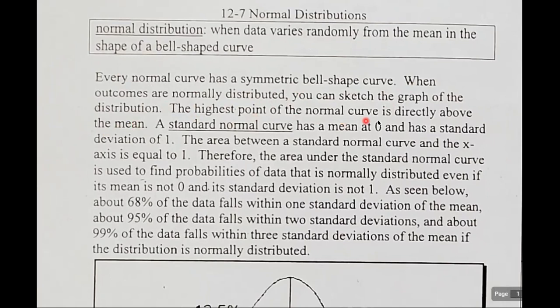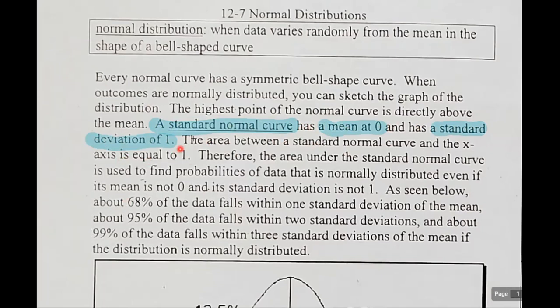The highest point of the normal curve is directly above the mean. Okay, that's in the middle. That's going to be your mean. Now, a standard normal curve, which is what I mentioned a second ago, has a mean of 0. Let me highlight that information. So a standard normal curve has a mean of 0 and a standard deviation of 1. The area between a standard normal curve and the axis is equal to 1.